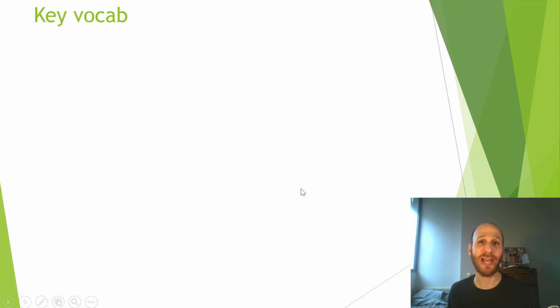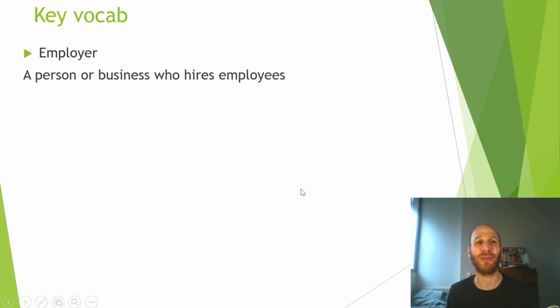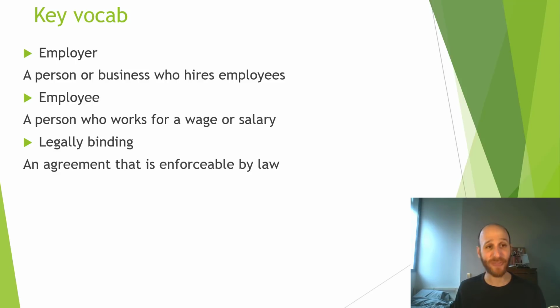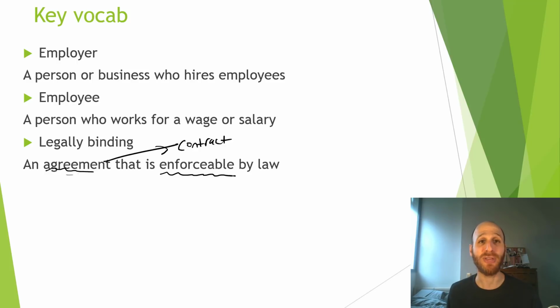Okay, key vocab. So employer, we know this, a person or business who hires employees. Employee, also done this one before, a person who works for a wage or a salary. Legally binding, here's some new stuff. Legally binding is an agreement, in our case, a contract that is enforceable by law. So if you do not meet the terms of the contract, the other party can go through the law to try and get what they're entitled to.